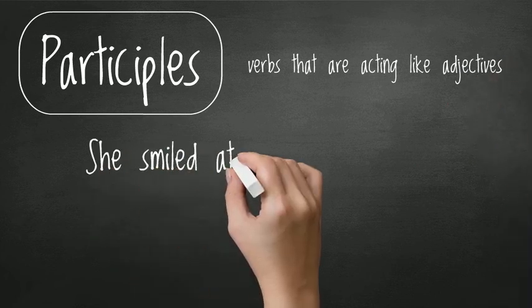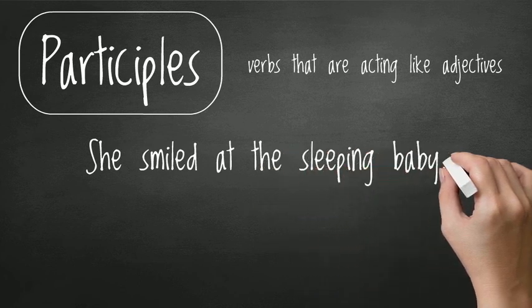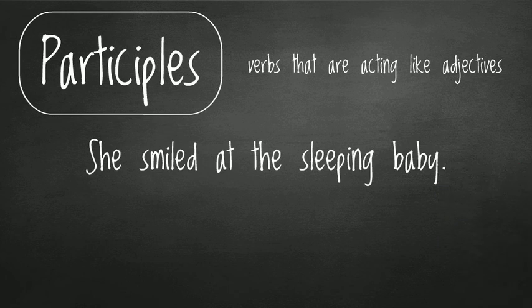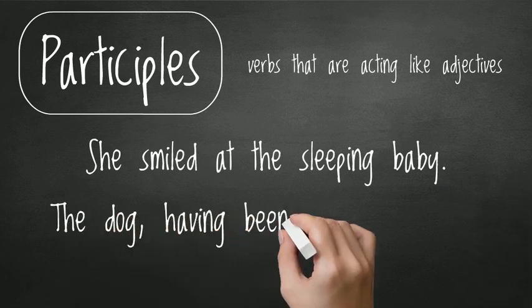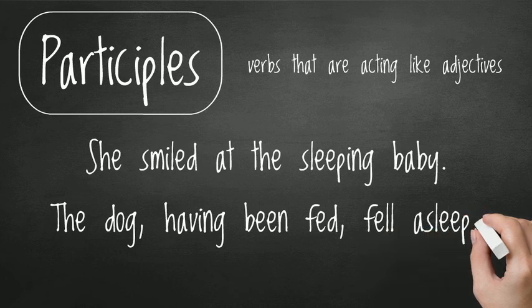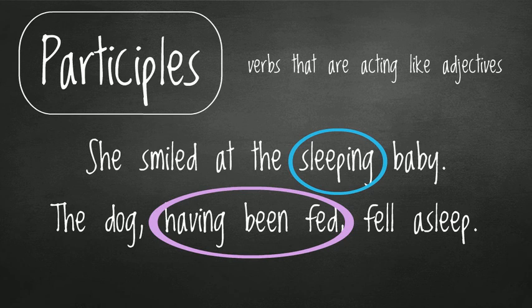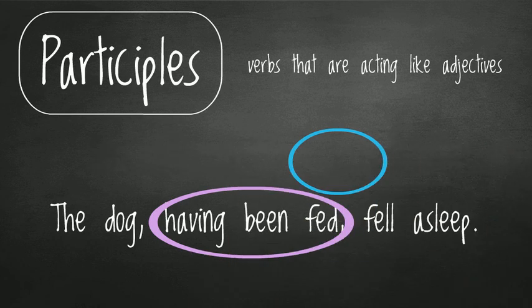She smiled at the sleeping baby. The dog, having been fed, fell asleep. Can you see the participles in these two sentences? Both sleeping and having been fed are verbs acting like adjectives in these sentences. Let's look at she smiled at the sleeping baby.